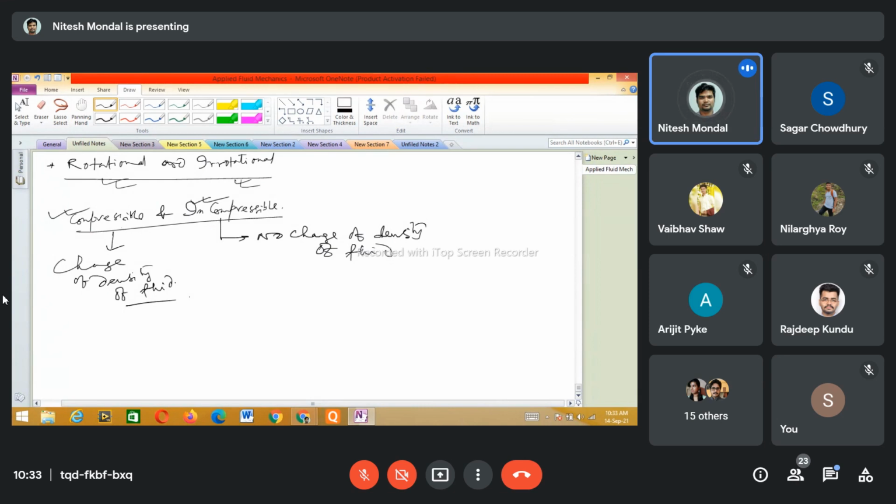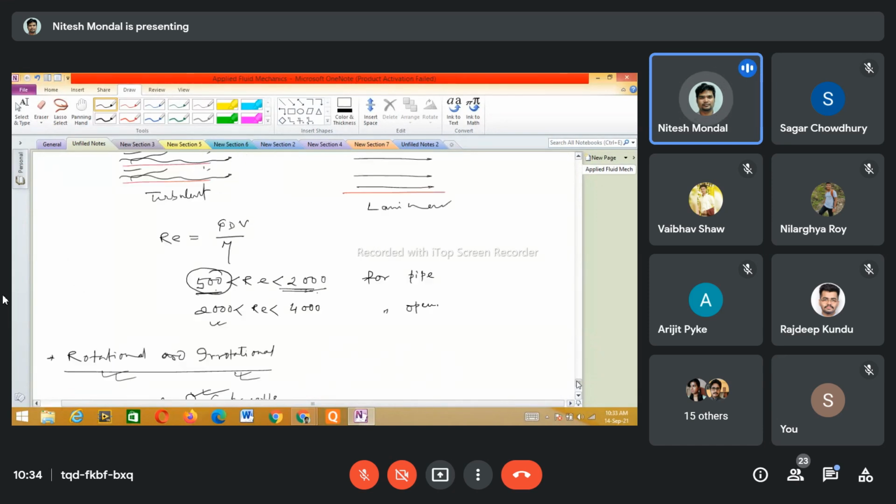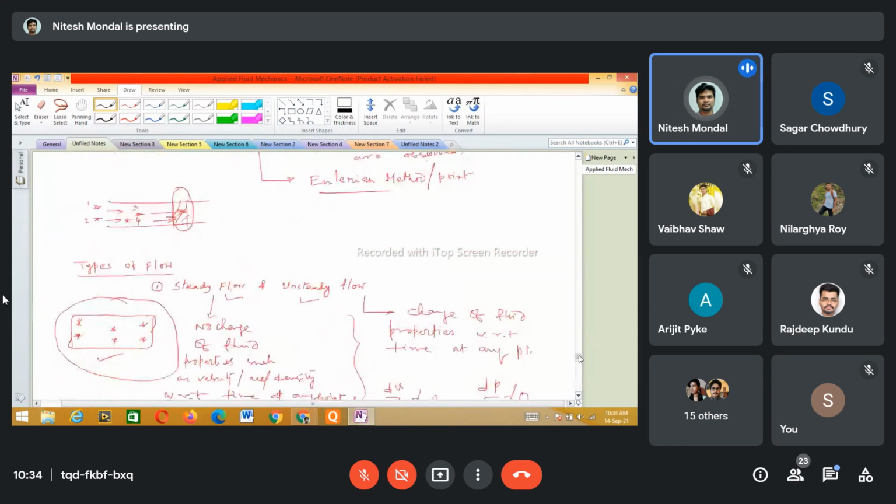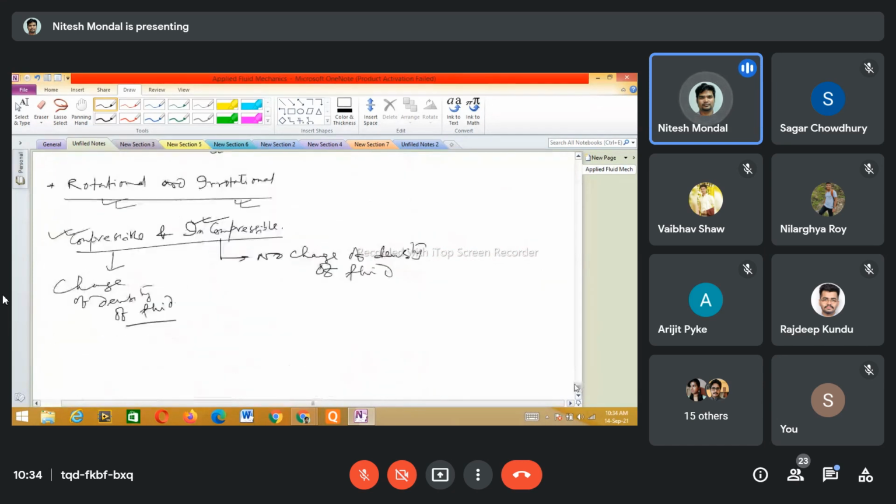Up to this. The next class I will discuss the law of conservation of mass in case of fluid particles. Before that, you have to go through the fluid properties related to flow. So in the next class, I will discuss streamlines and streak lines and the conservation law of mass in case of fluid flow.